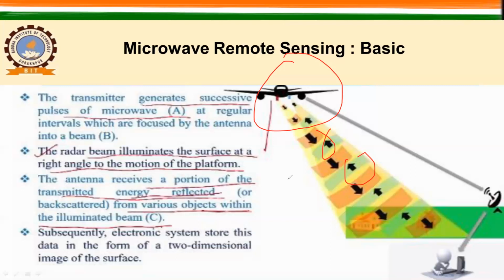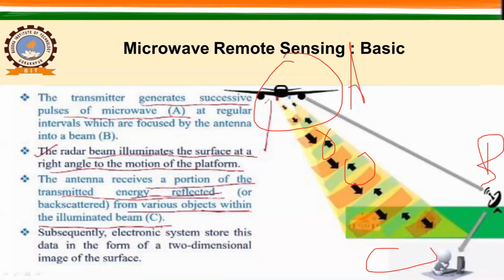So here the transmitted energy is A, right? Focused by the antenna into beam, that is B. Here it is your point B, and here it is your point C, and this is your point A. Okay, and then C is the energy reflected or back scattered from various objects, right? Now, subsequently, electronic system store the data in the form of two-dimensional image of the surface, and then it will be transmitted to your ground station, and subsequently it will be analyzed.